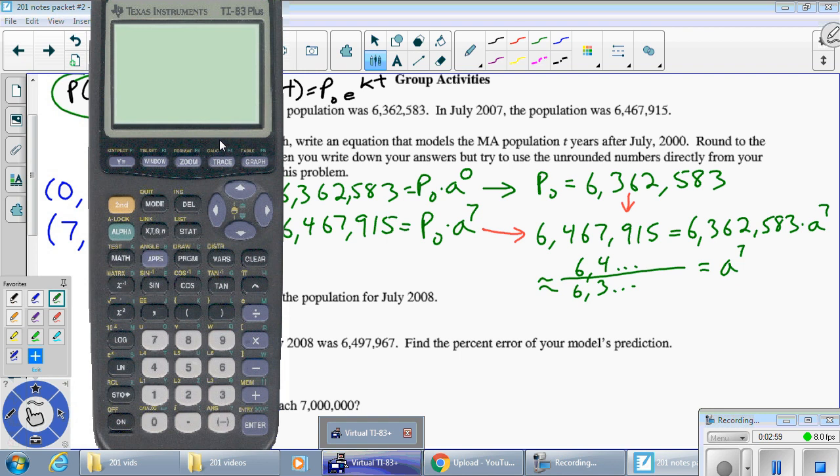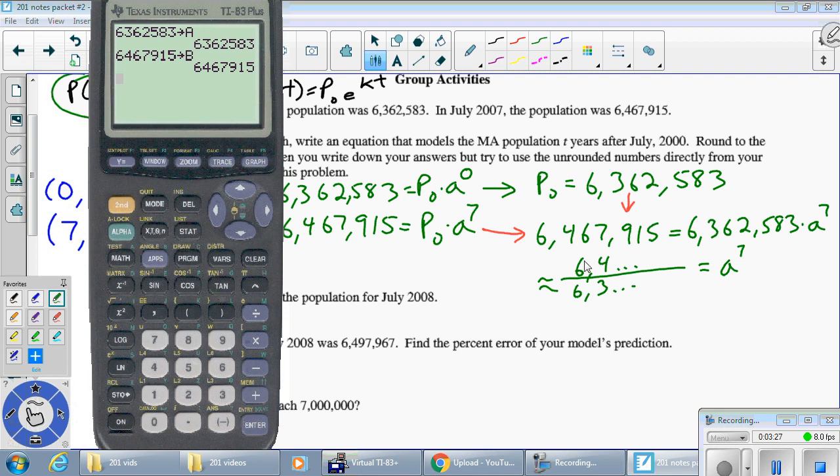Okay, so here we go. I'm actually going to type these numbers in individually and store them as A and B. Okay, so 6, 3, 6, 2, 5, 8, 3. Let's store that as A. And then the other number, 6, 4, 6, 7, 9, 1, 5. And we'll store that as B. Okay, let's pause, make sure we got them typed correctly. Okay, that looks good to me.